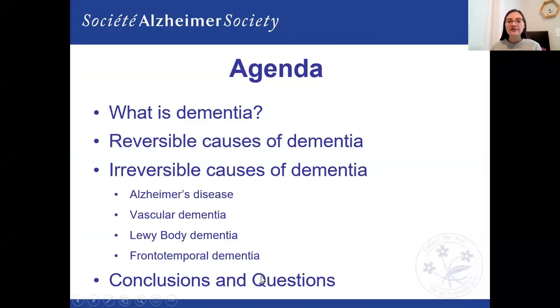So a little bit of an agenda. We're going to start off with what is dementia, just in general terms. Then we're going to talk about the reversible causes of dementia, because there are some dementias that are caused by things that can be reversed. We're going to look at the irreversible causes of dementia, including 4 of the most common: Alzheimer's disease, vascular dementia, Lewy body dementia, and frontotemporal dementia. And then, as I mentioned, we're going to have some time for conclusions and questions at the end.